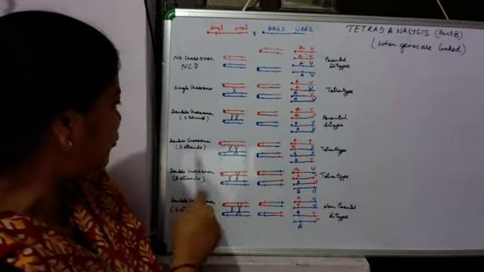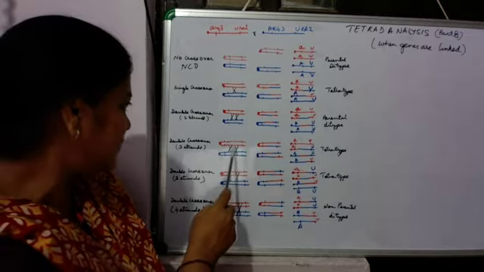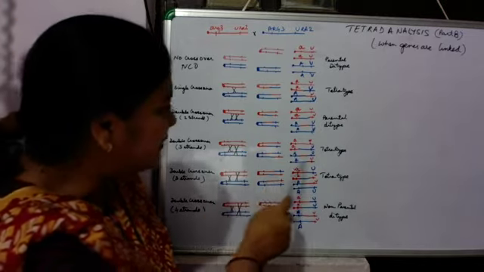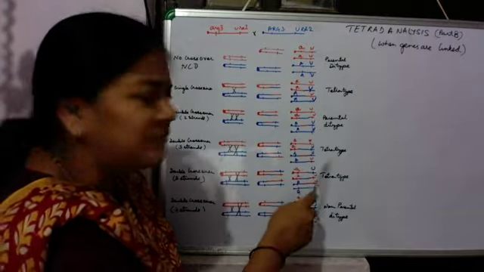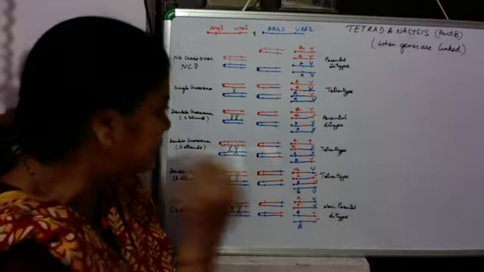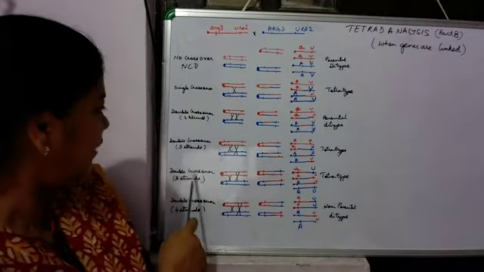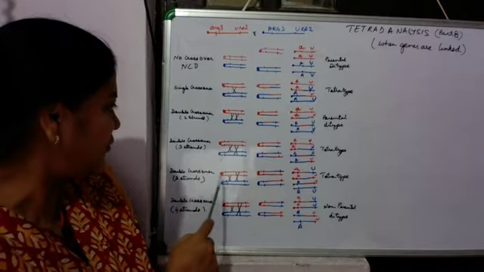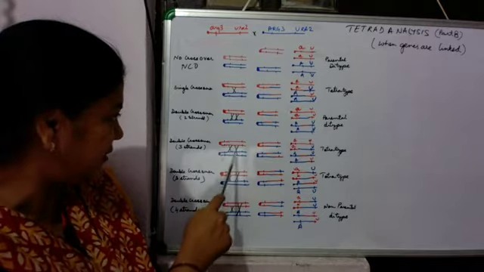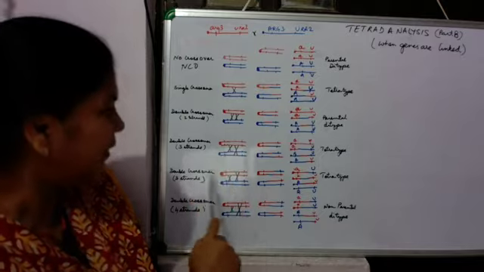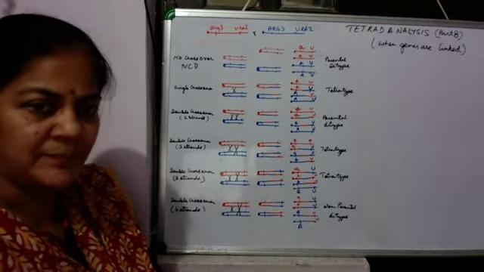Now the double crossover between three strands. These are the three strands which are involved. When a double crossover takes place, the tetrads that are obtained are tetratype, where you have 50% recombinants and 50% non-recombinants. The same thing can happen with a double crossover involving the other three strands. In the previous one this strand was not involved, but now this is involved and this is not involved. So again this will lead to a tetratype.